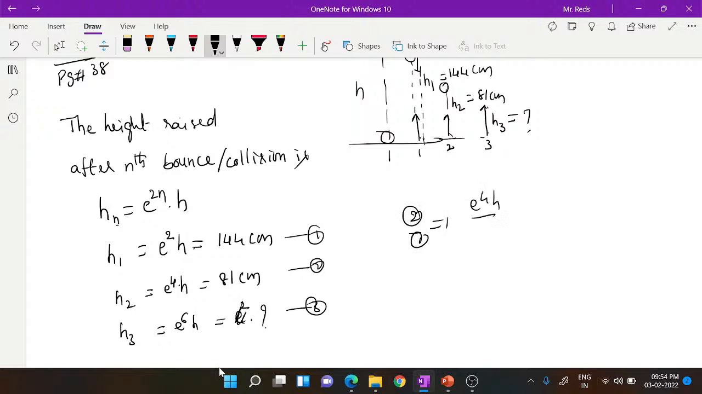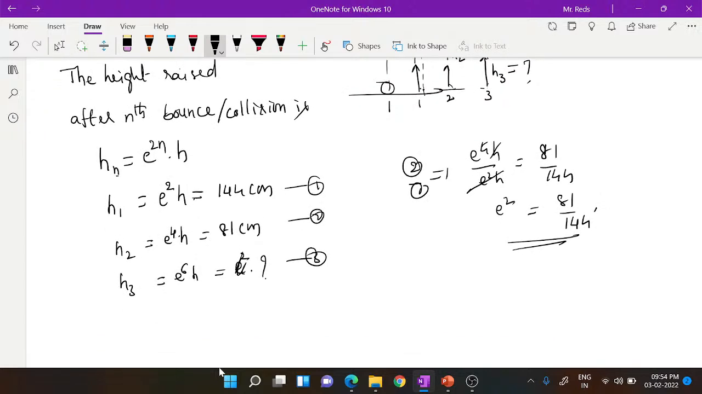What will you get? E power 4 h by e square h is equal to 81 by 144. So e square h cancels, you will get e square. E square is equal to 81 by 144. Now from this you can write h3 is equal to e square into e power 4 h, that is e power 6 h. But e power 4 h is 81. E power 6, right?